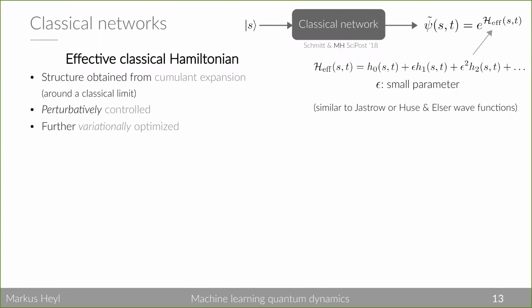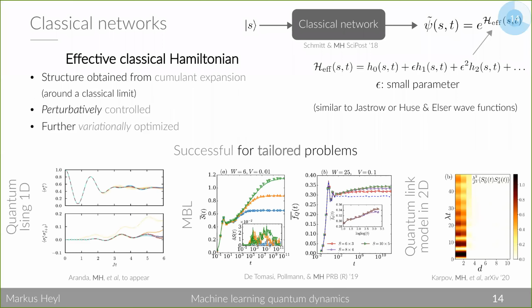So it's very similar in spirit to other kinds of variational wave functions you might have heard of, like Jastrow type wave functions or Huse and Elsa wave functions. Now, just to flash, in some cases it's actually extremely successful. Here's an example: we have examples for quantum 1D Ising, and here for a many-body localized system, which are interacting fermions subject to strong disorder. For instance, you can see here dynamics of the entanglement entropy as a function of time over huge scales.